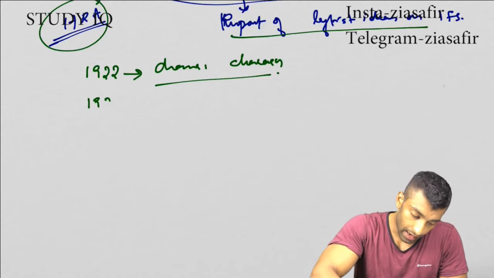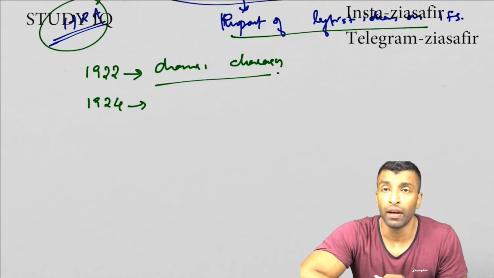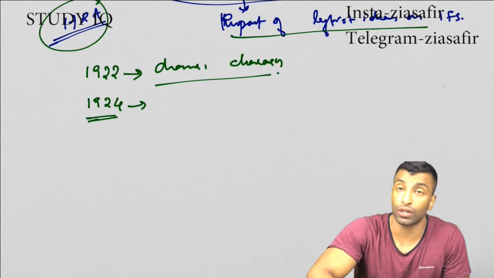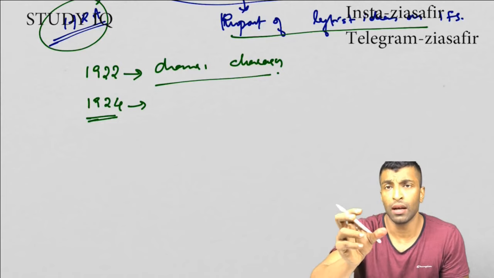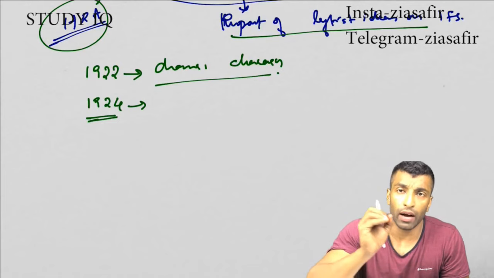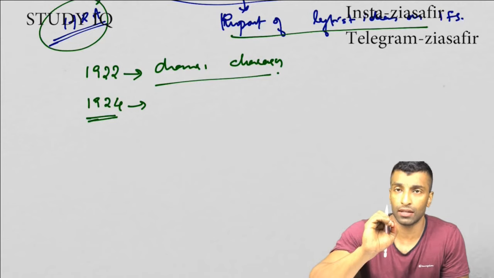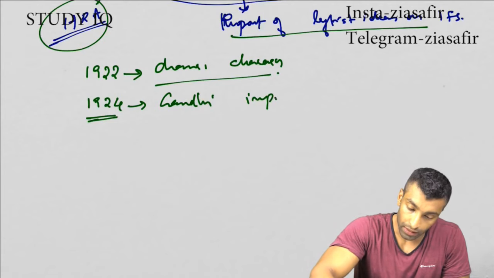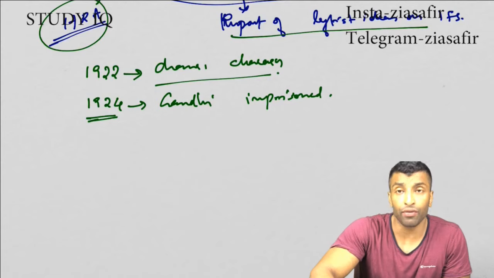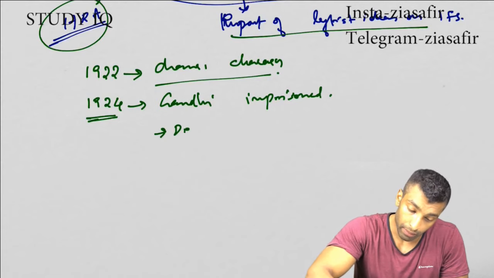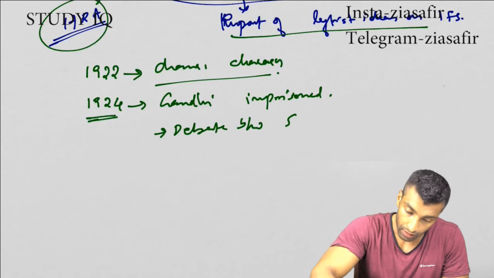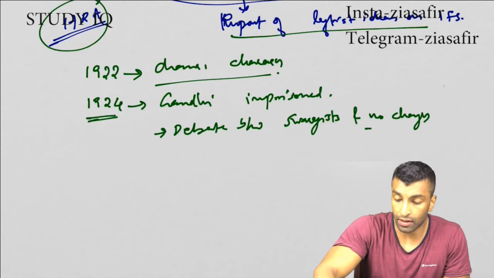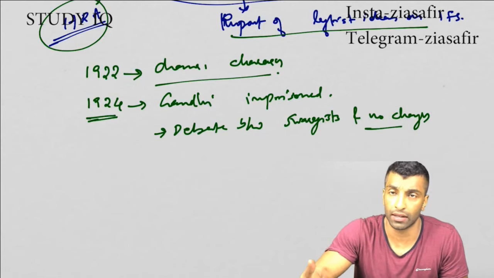Then in 1924 Gandhi was imprisoned for the non-cooperation movement, and during this time the debate was there between Swarajists and no-changers. Both are part of Congress. I'll tell you who are Swarajists and who are no-changers, just wait for 2-3 minutes, we'll discuss that. So Gandhi was imprisoned for NCM, and we have already discussed this part. And then the debate between Swarajists and no-changers regarding the future course of the freedom struggle or the nationalist movement.